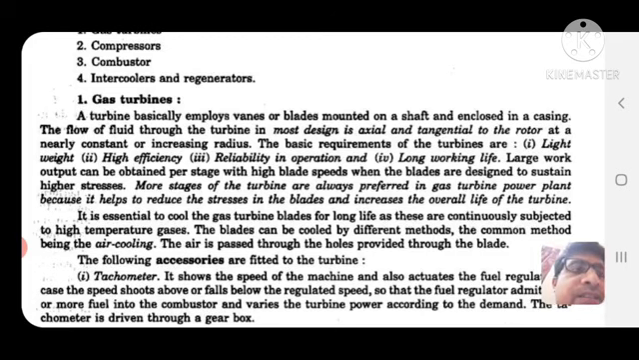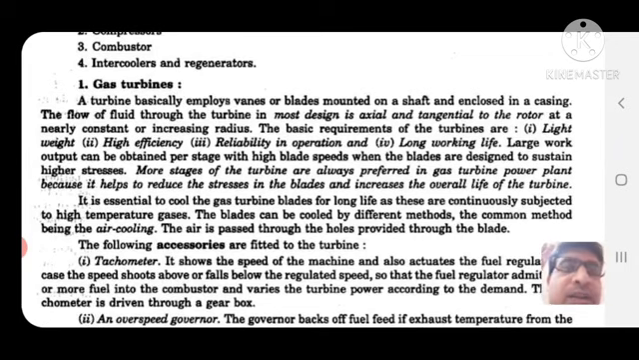Large work output can be obtained per stage with high blade speed when the blades are designed to sustain higher stresses. More stages of the turbine are always preferred in a gas turbine power plant because it helps to reduce the stresses in the blades and increases the overall life of the turbine.